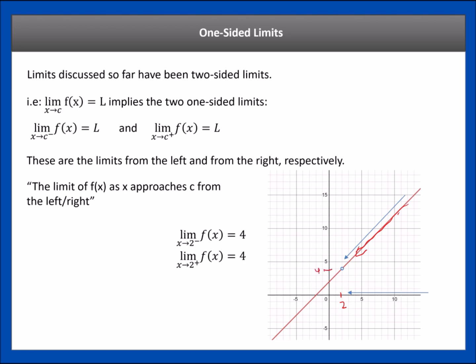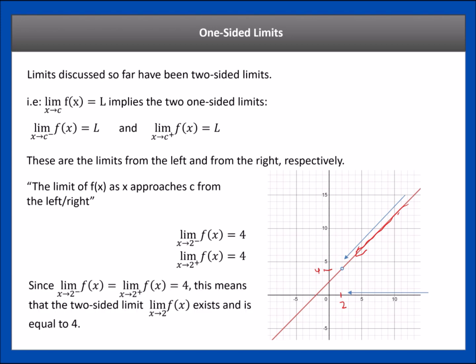So the one-sided limits are both 4, which means that because they're both 4, they agree. If those two one-sided limits agree, then that means the general two-sided limit, the limit of f of x as x approaches 2, exists, and it has to be equal to 4. All right, so we know clearly that the limit is 4, but we're just demonstrating that the two one-sided limits must agree and also equal 4.